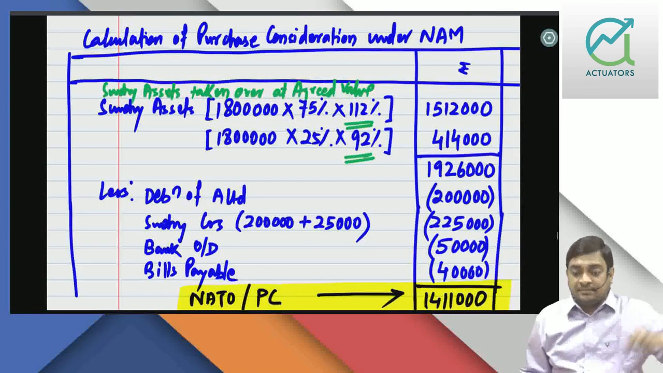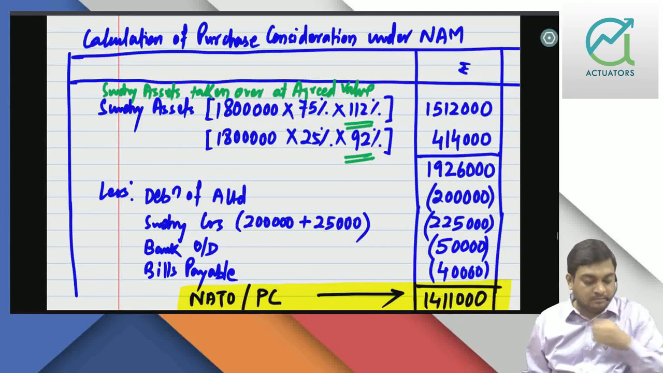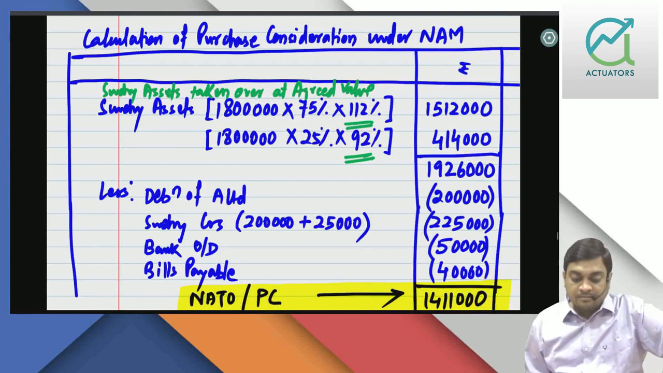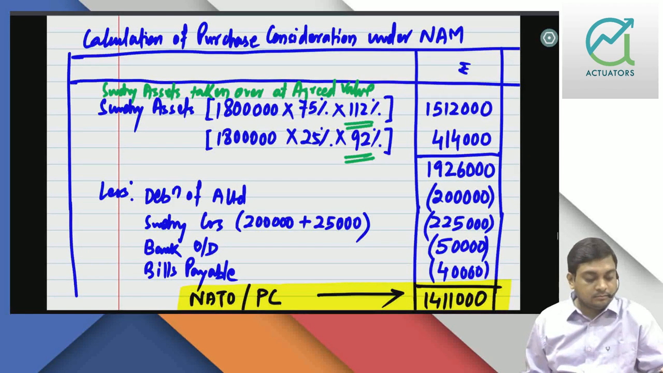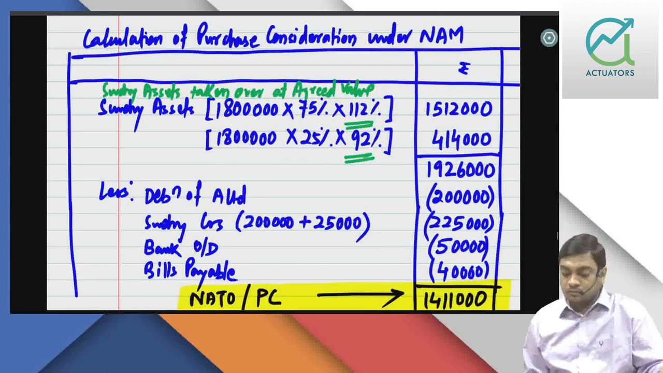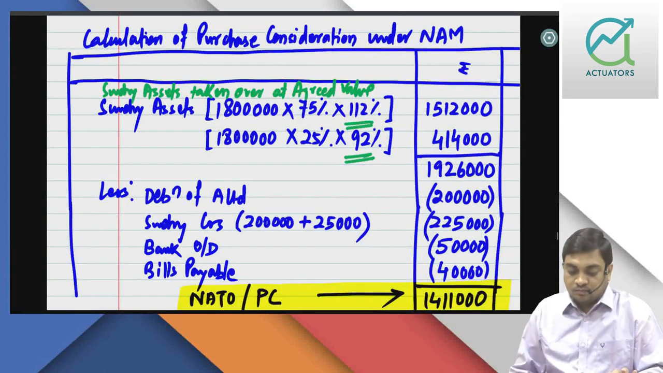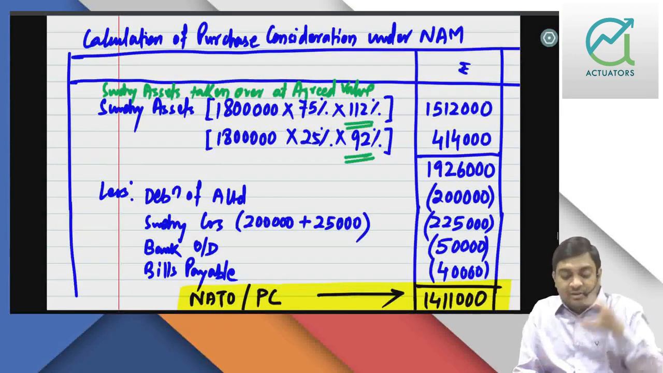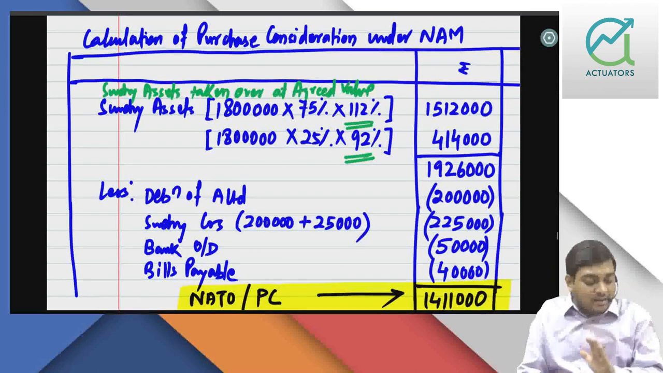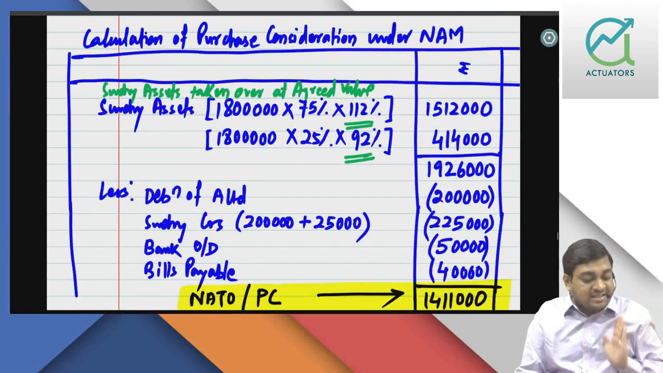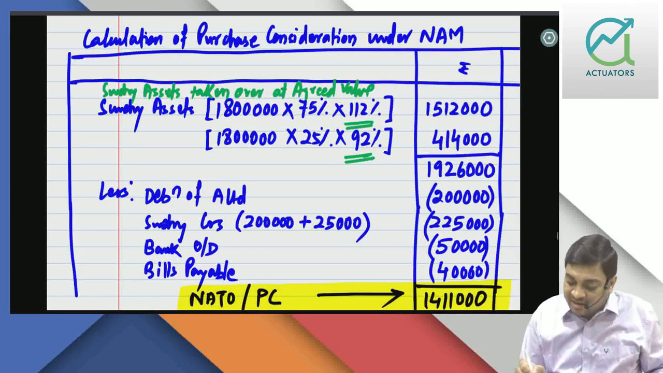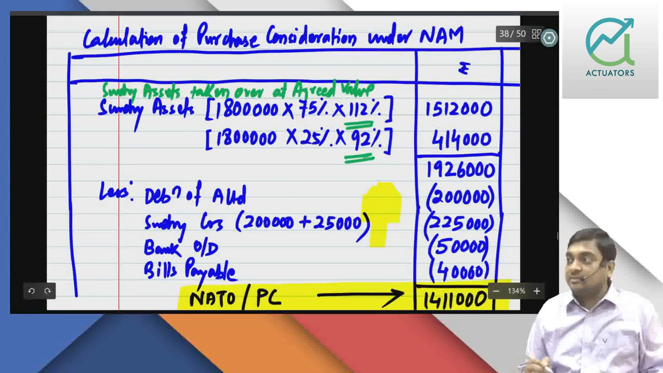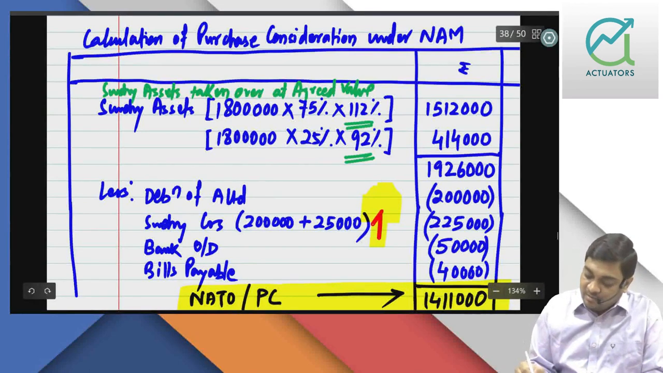I guess this is absolutely fine. Under the net asset method, whatever asset you have taken at agreed value, liability at agreed value. They told that liabilities are being taken over at book value, except there is an unrecorded liability. So I have increased my creditor by 25,000. You can see that I have increased my creditor.